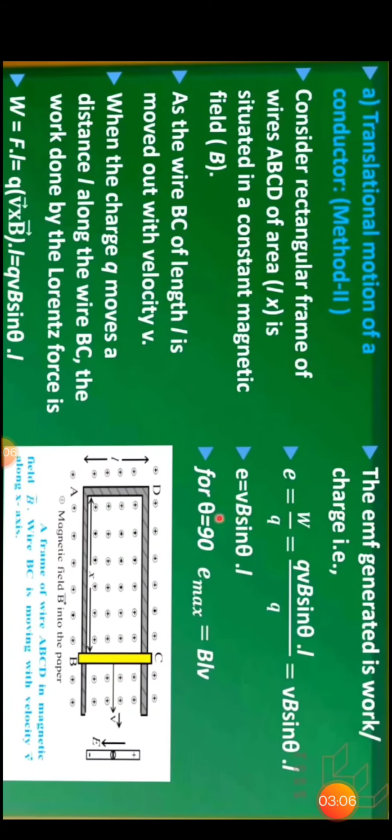Now the translational motion of a conductor, method second. Consider a rectangular frame of wire ABCD of area Lx situated in a constant magnetic field B. It is as shown in figure. As the wire BC of length L is moved out with velocity V, the charge q moves a distance L along the wire BC.